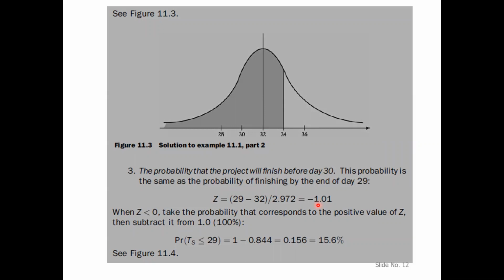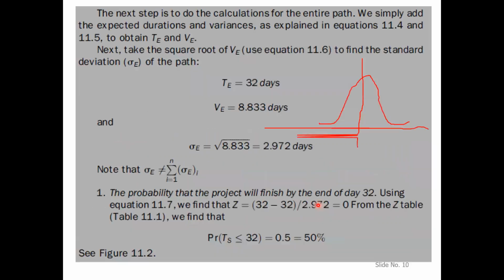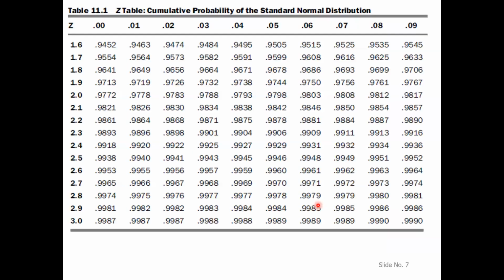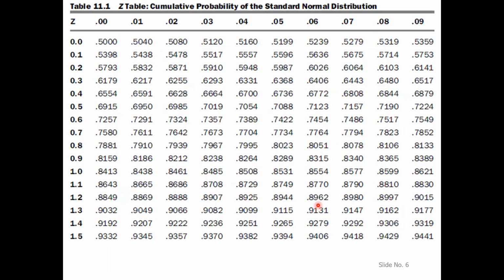Okay, so here now we have the value of z equal to minus 1.01. In this case, we will look at the table again. But in the table which I have provided in this slide, and I will share these slides with you later on, there are no negative values. So what will you do in this case? There is a solution for that. Now I'm going to tell you the solution.